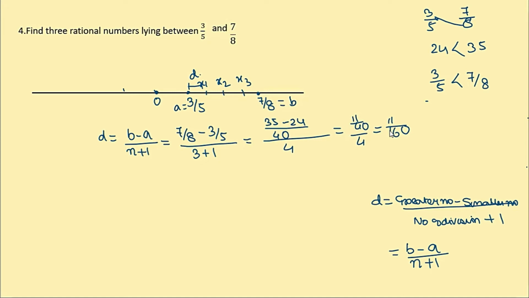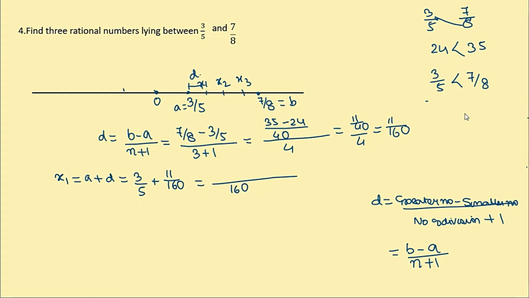Okay, so D comes as 11 by 160. So what will be x1? x1 will be A plus D. So A is already 3 by 5 and D is 11 by 160. So take the LCM. LCM will be 160, of course.